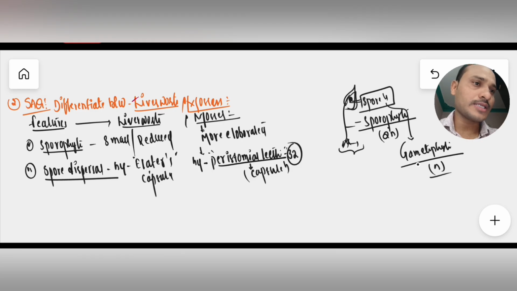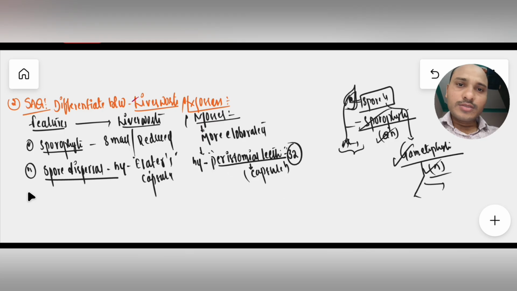But here the gametophyte plant body is not differentiated into root, stem, and leaf, and these gametophytic plant bodies contain sex organs, like the male sex organ and female sex organ. Okay, so remember what is the gametophyte and what is the sporophyte plant body. The important thing is that the sporophyte plant body is diploid in nature, and the gametophytic plant body is haploid in nature. Remember, spores are dispersed by elaters in liverworts. In mosses, spores are dispersed by peristomial teeth.